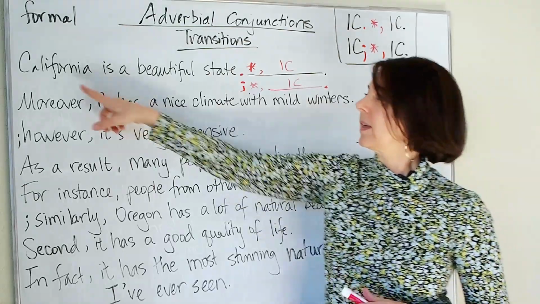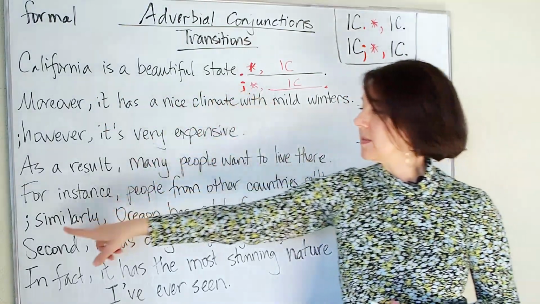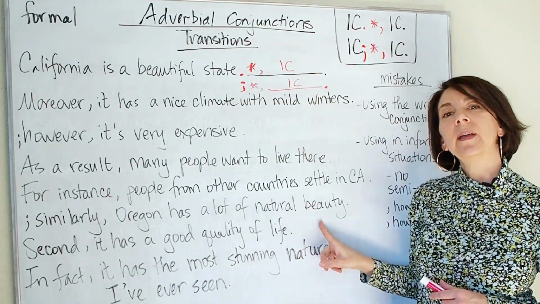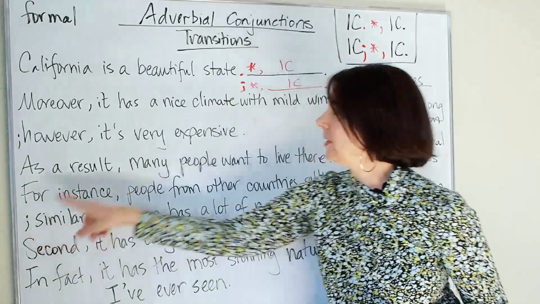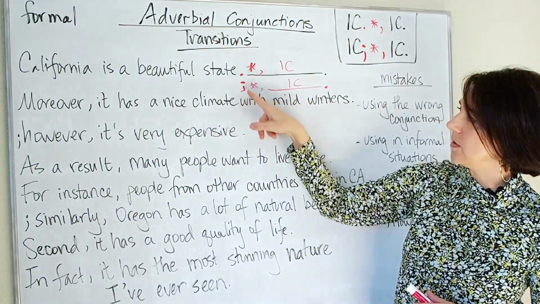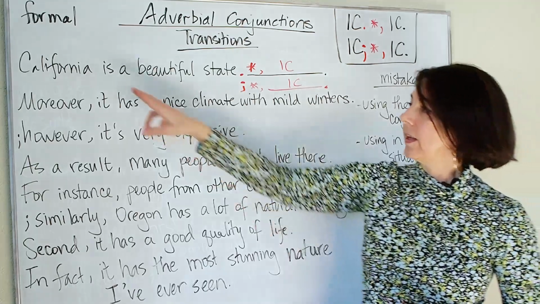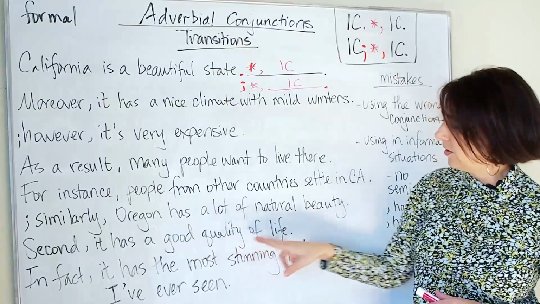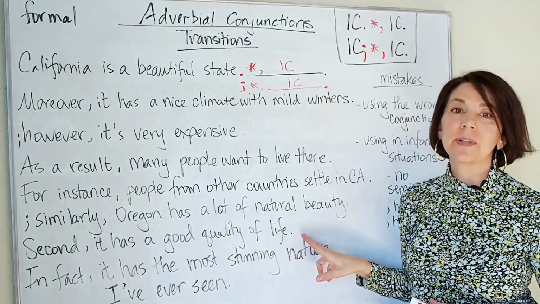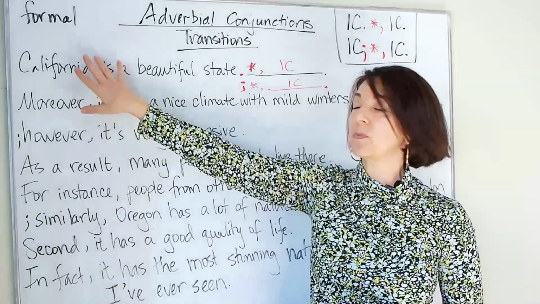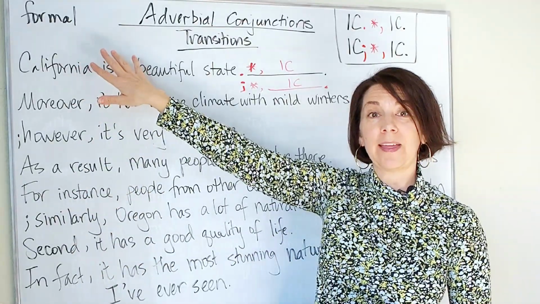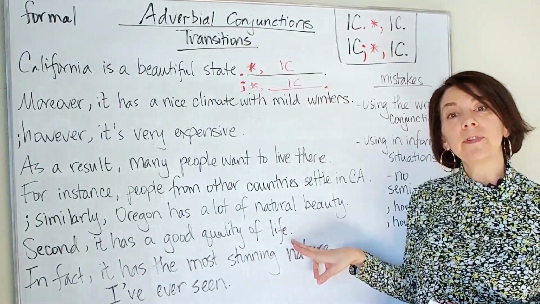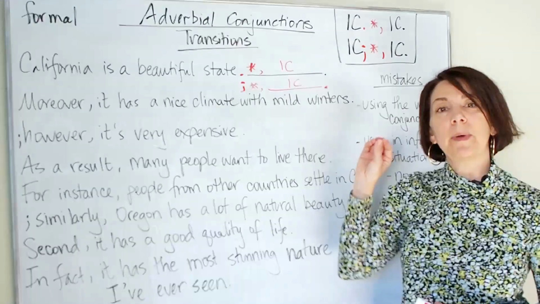Okay, next. California is a beautiful state. Similarly, Oregon has a lot of natural beauty. Here we're using a semicolon, but again, it doesn't matter. We can use either one. California is a beautiful state. Second, it has a good quality of life. So here I'm going to use second because maybe this was my first idea in my paragraph, and then the next idea that I want to talk about is that there's a good quality of life. So I'm using this transition to show my second idea.